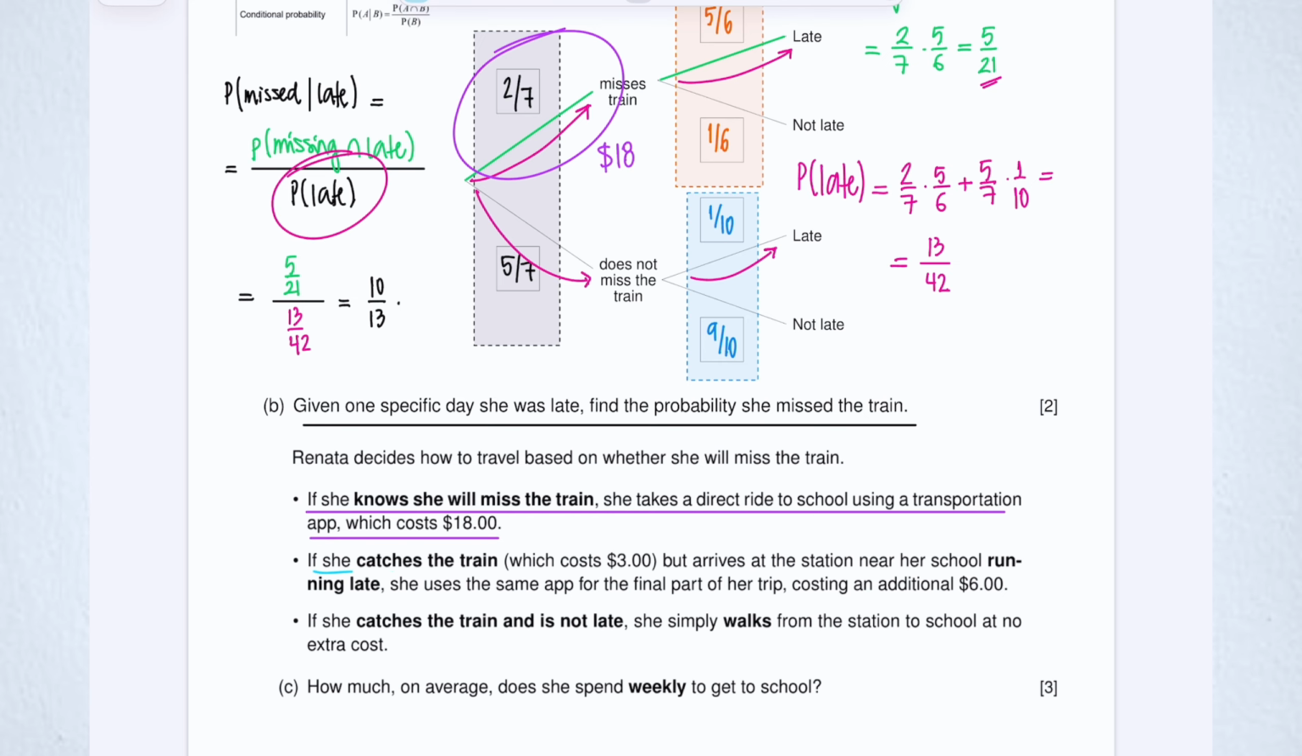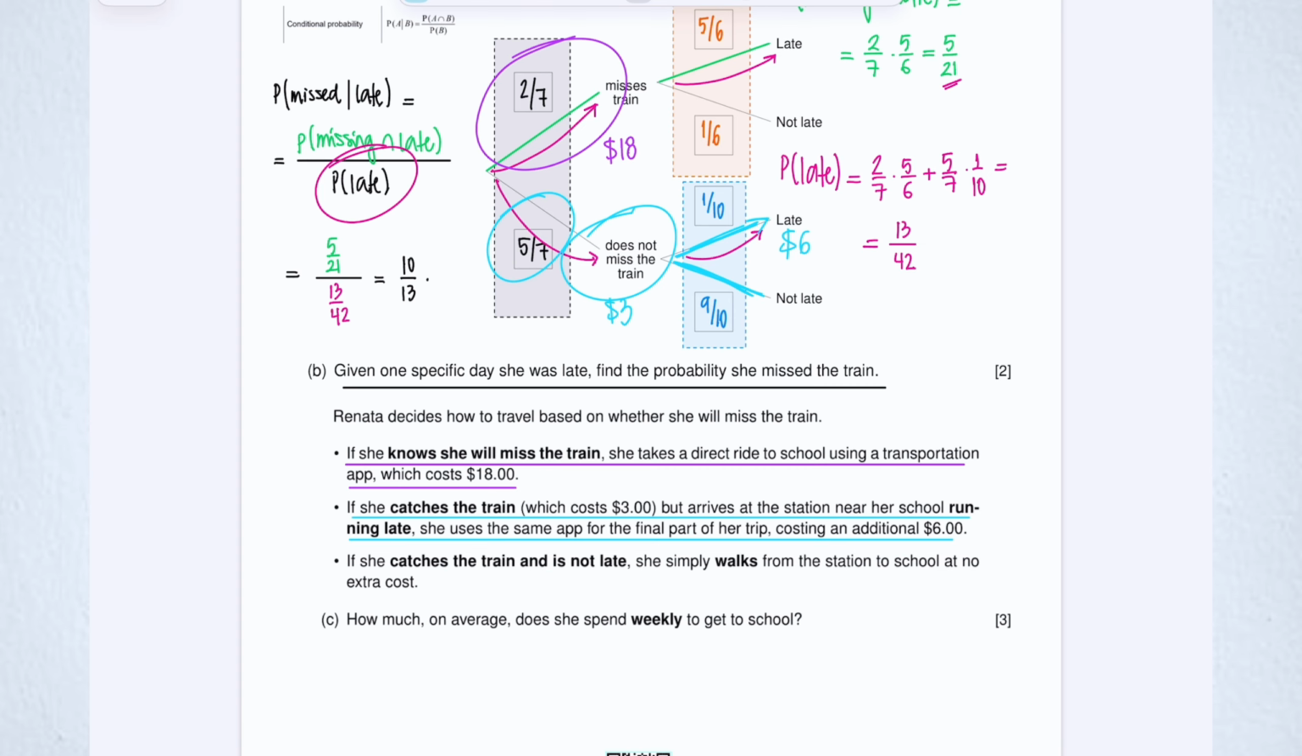What this means is if she misses the train, this will cost her $18. And if she catches the train, well, we have two different options here. She can still be late or not. Catching the train costs $3, and the probability associated to it is 5/7, by the way. If she is still running late, she will need to pay an additional $6 because she needs to use the transportation app to go from the train station to school. Now, if she's not, she can just walk to school, which is the second option right here. So let's consider these different paths.